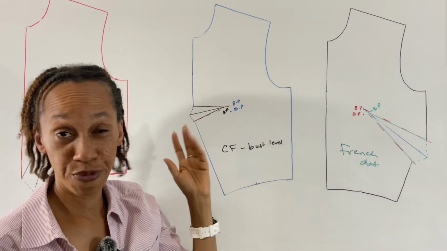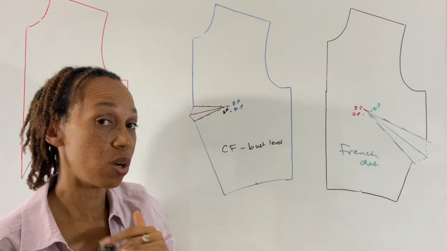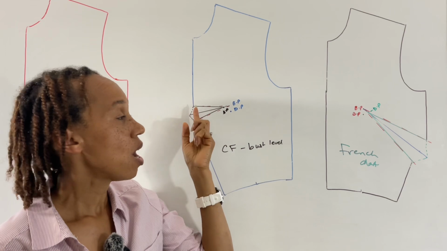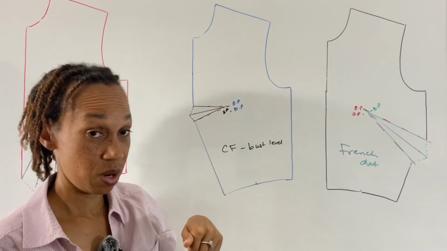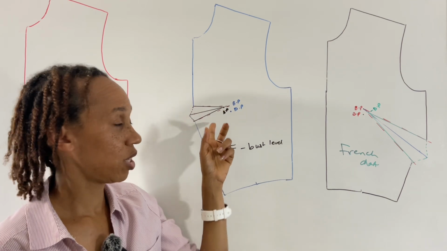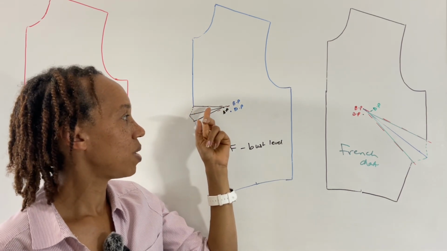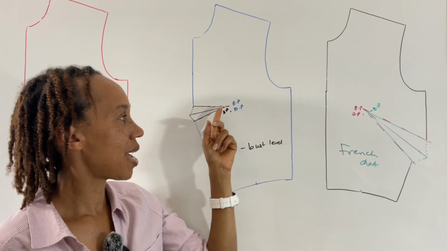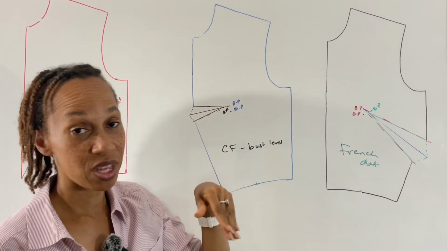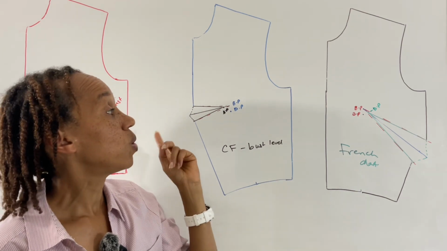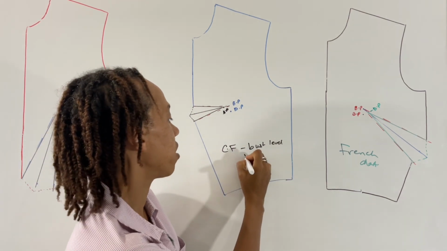I just freehandedly traced out what the dart would look like, but when you fold it, make sure that the fullness is going down towards the waist, right? And this would be the top line that you would be seeing when you stitch that dart, okay? When you press it, everything is going down. So this is your center front bust level dart.